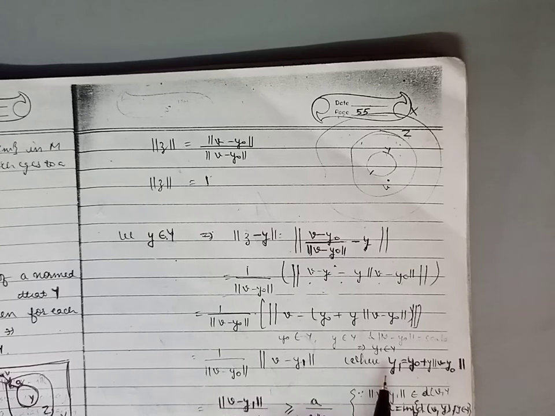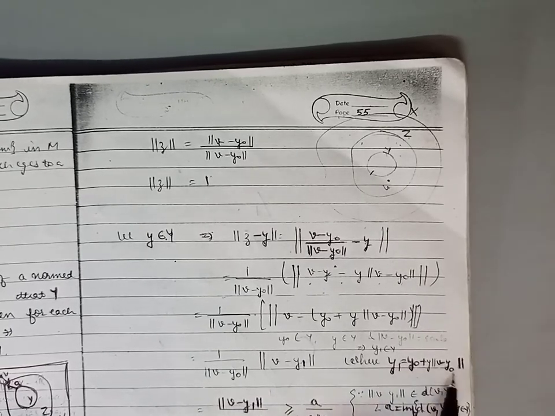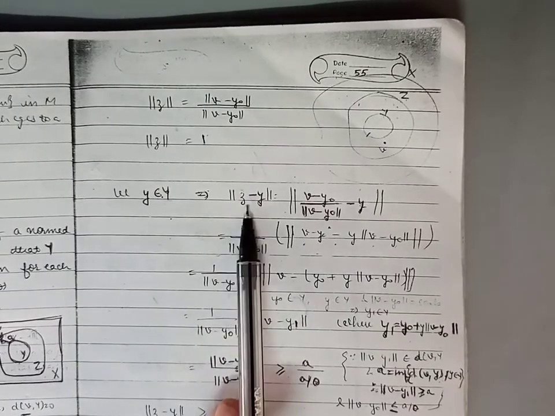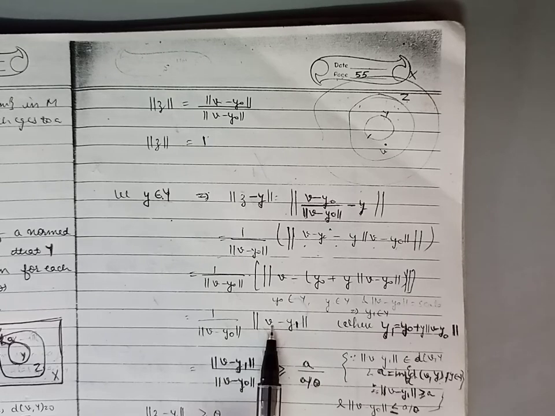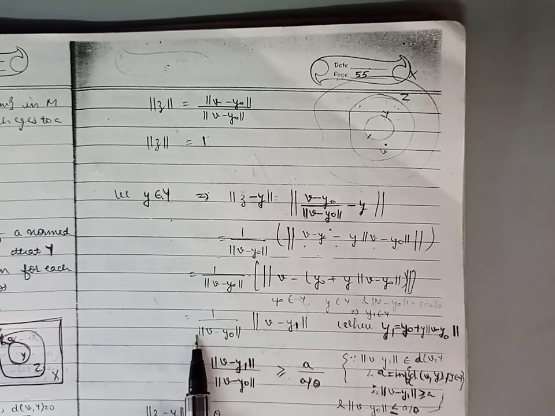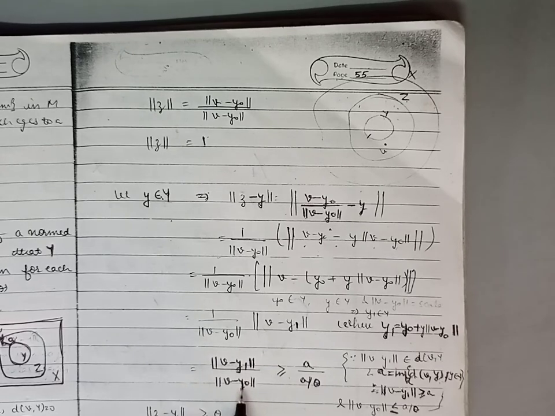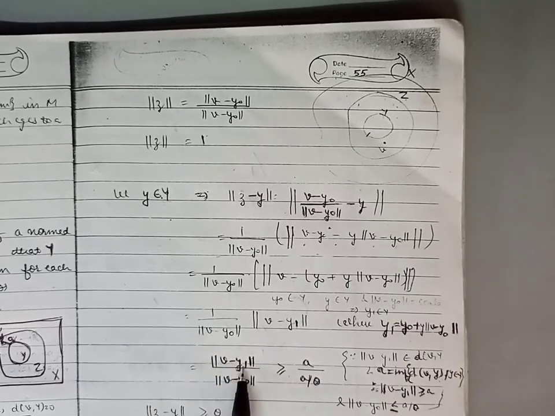So we have denoted Y1 is equal to Y naught plus Y into norm of V minus Y naught. So we have obtained the norm of Z minus Y is equal to norm of V minus Y1 divided by norm of V minus Y naught. Now let us find the norm of V minus Y1.